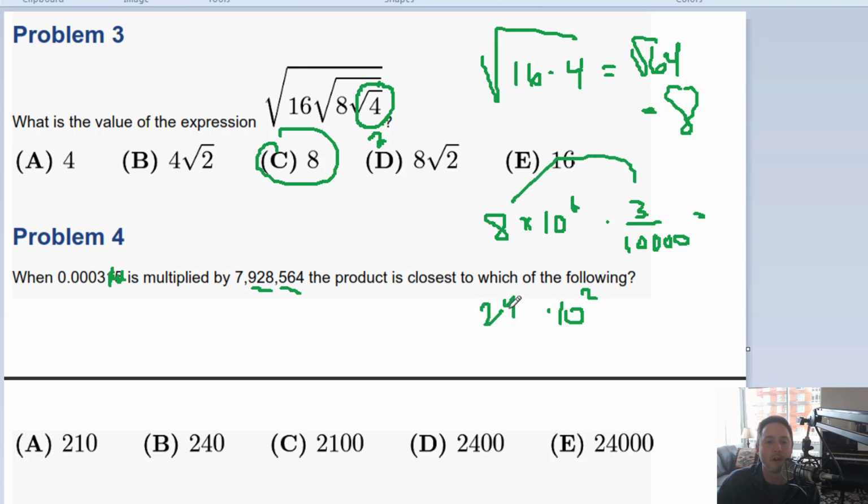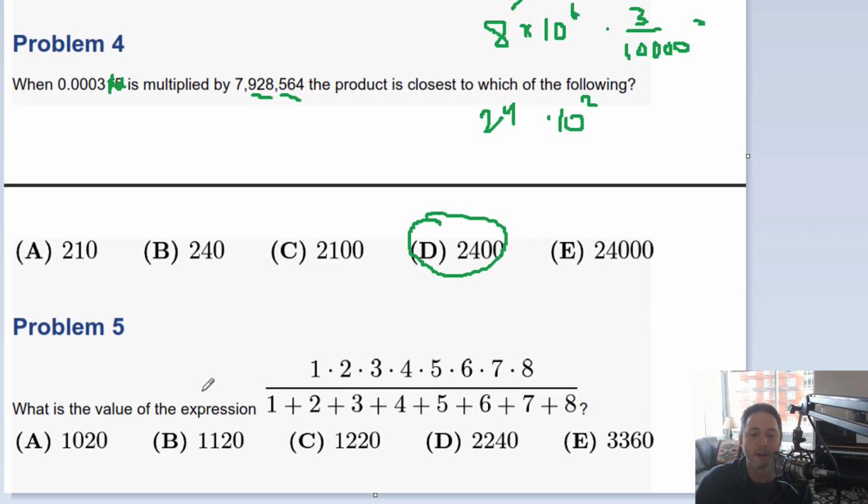It should be 2,400. Let me just double check this. So this is 8 million with 8 with 3 zeros. This is 3 over 10, 100, 1,000. 3 over 10,000, that's 4 zeros. All right, so it should be 2,400.